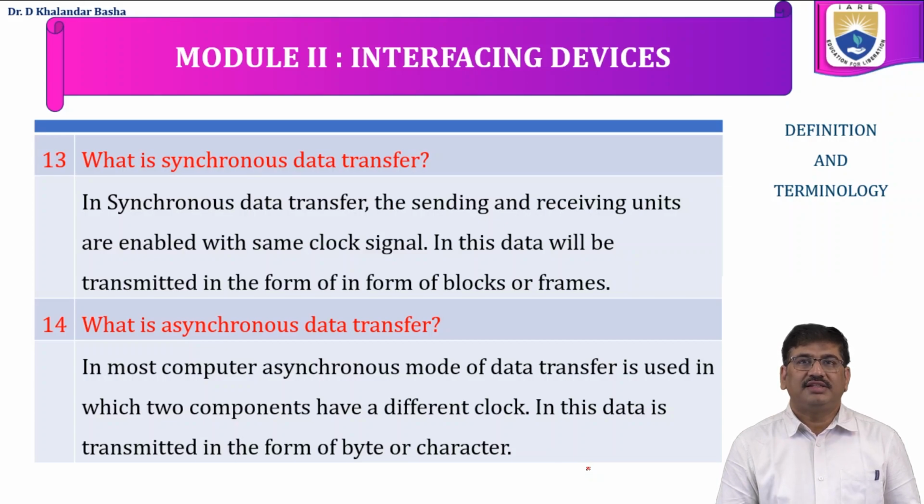Next one is, what is synchronous data transfer? In synchronous data transfer, the sending and receiving units are enabled with the same clock signal. In this, data will be transmitted in the form of blocks of frames. What is asynchronous data transfer? In most computers, asynchronous communication mode of data transfer is used, in which two components have different clocks. In this, data is transmitted in the form of bytes or characters.